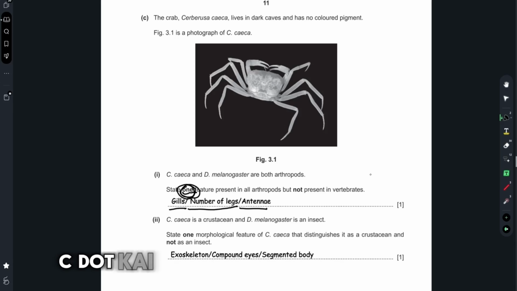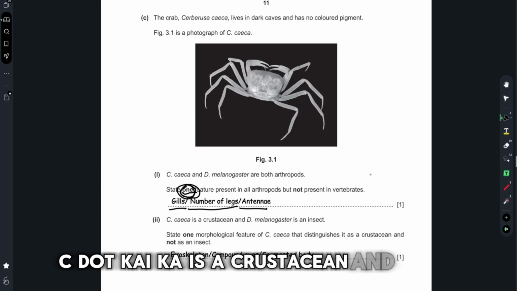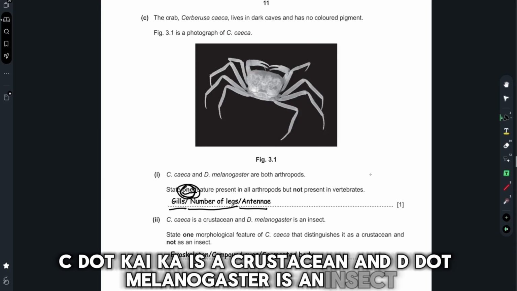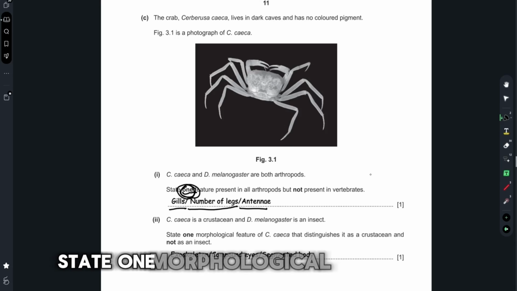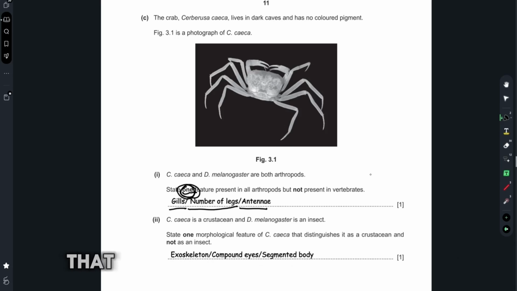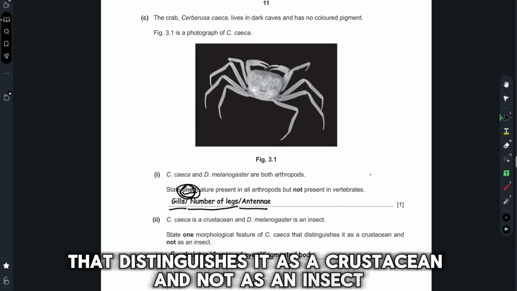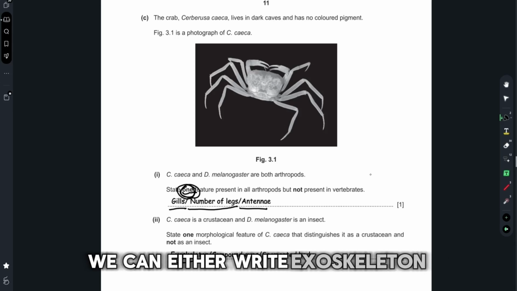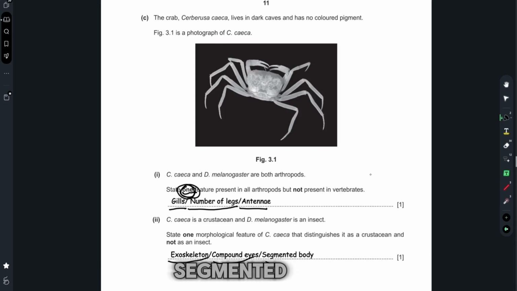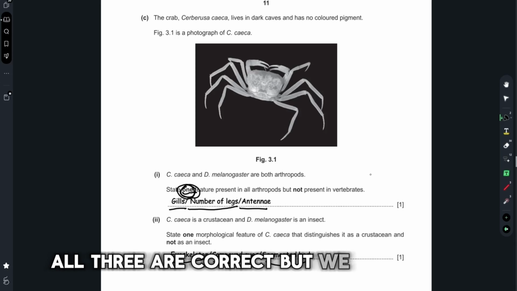Part 2. C. caeca is a crustacean, and D. melanogaster is an insect. State one morphological feature of C. caeca that distinguishes it as a crustacean and not as an insect. We can either write exoskeleton, compound eyes, segmented body. All three are correct, but we only have to write one again.